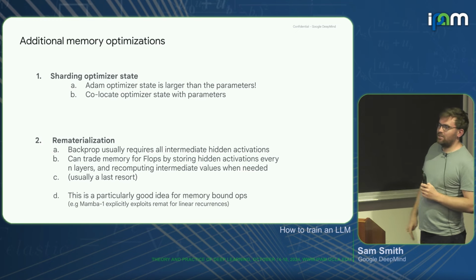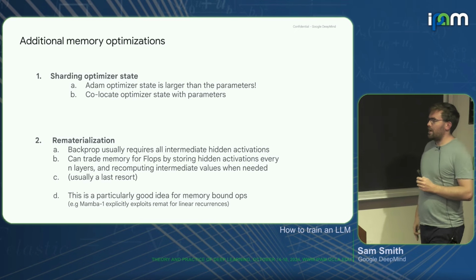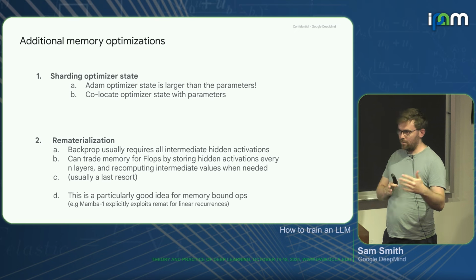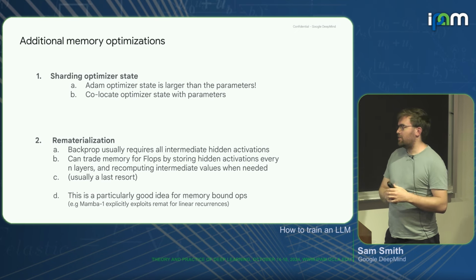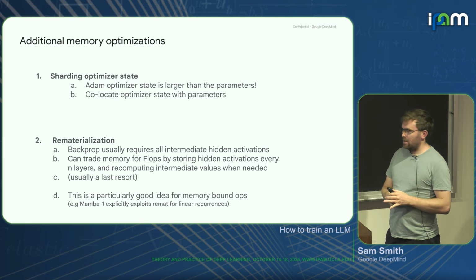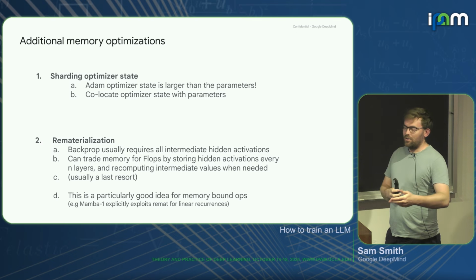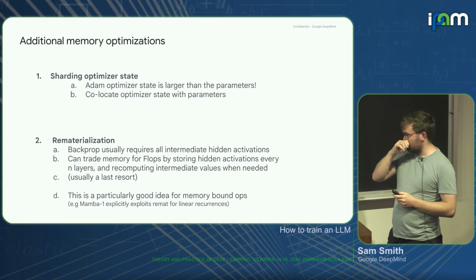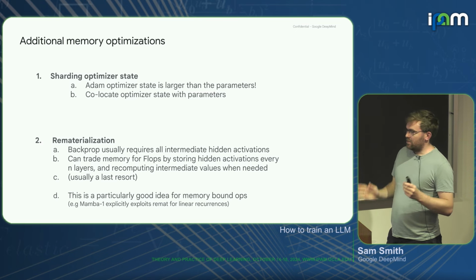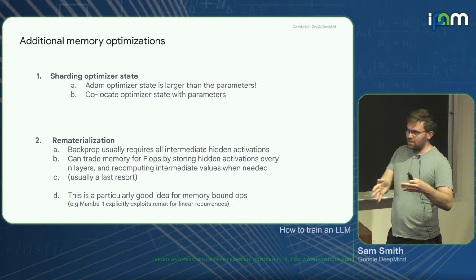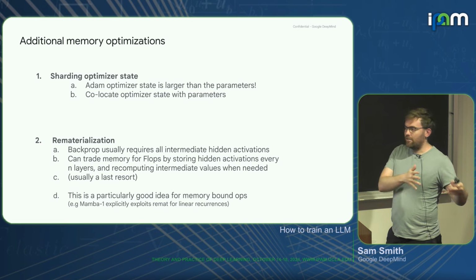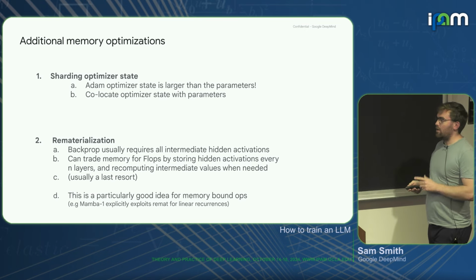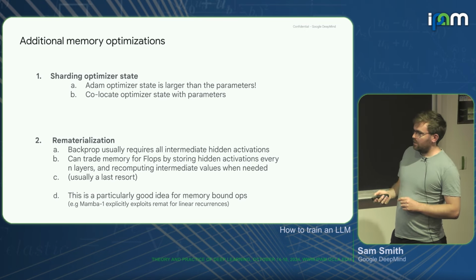There's one place where rematerialization is actually a really good idea, which is if you have a model where some part of the model is dominated by memory bound ops rather than by flops bound ops. Then obviously, because it's a memory bound op, the flops are basically free, so there's no reason not to do this. Mamba is an example of a model where the design explicitly relies on rematerialization to make the backward pass work. If you didn't have remat, the backward pass would be really slow.